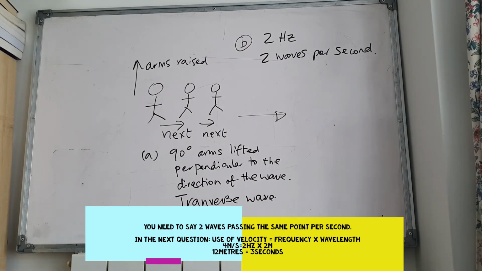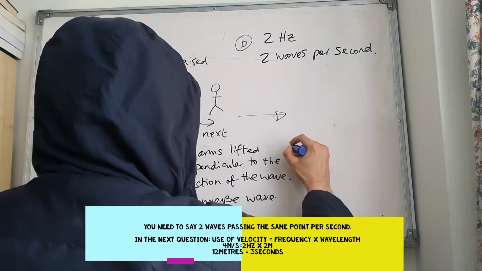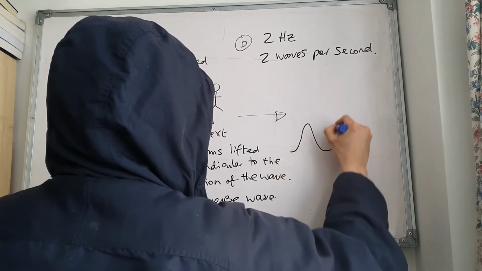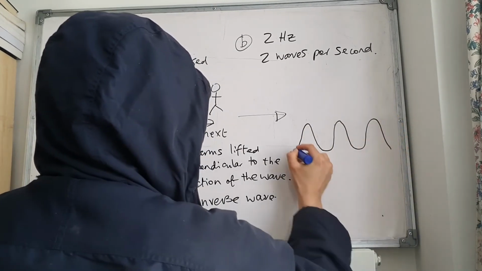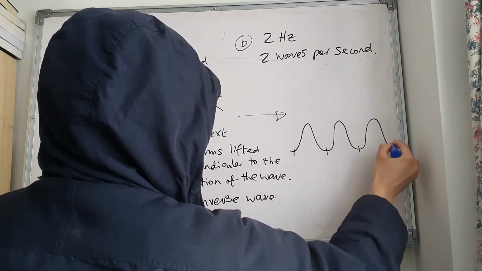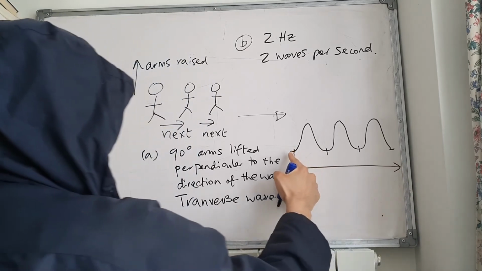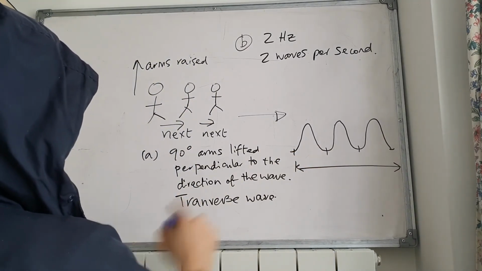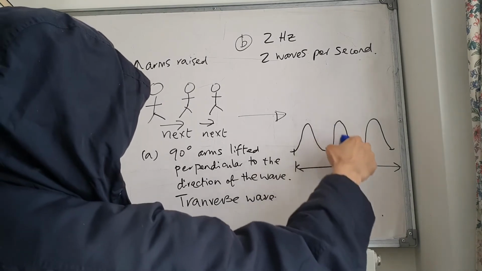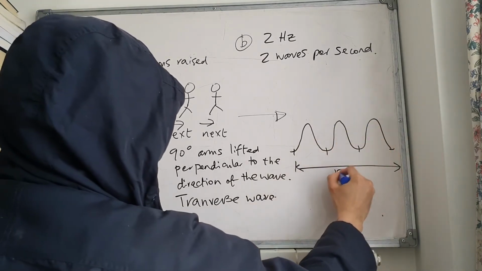Sorry, part 2. All right, so it's asking you for the time it takes for 12 meters. Now, in the diagram, you've got 3 waves at 6 meters. So in the diagram, it was 1, 2, 3. So from there to there, that's 1 wave, isn't it? That's 1, 2, and 3, and that was 12 meters.